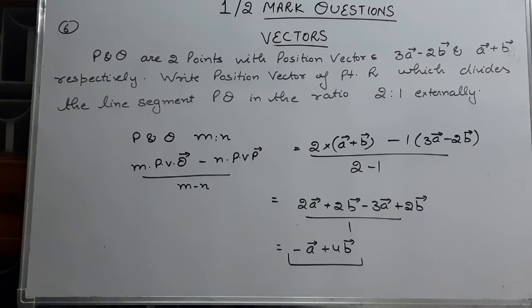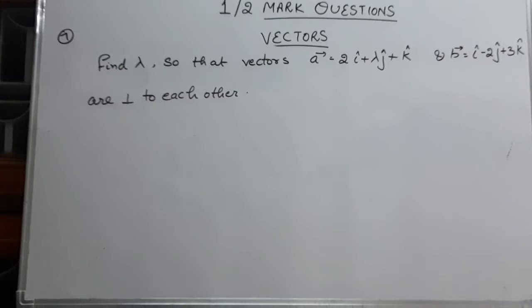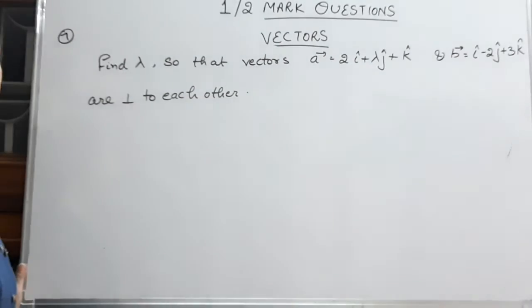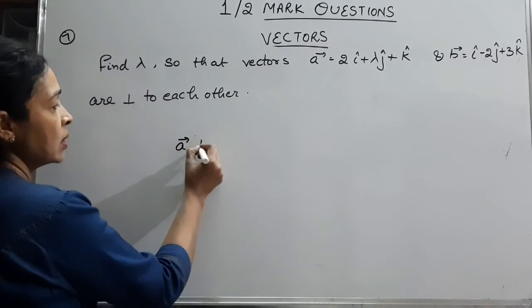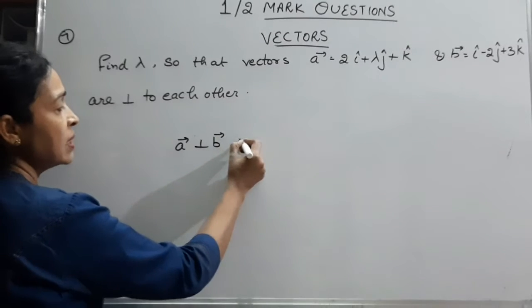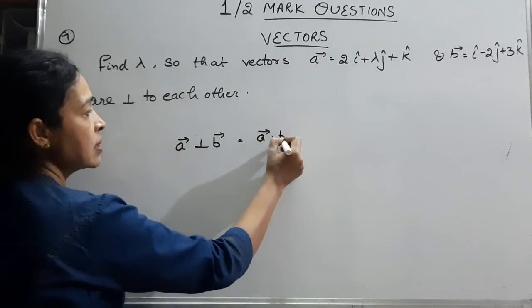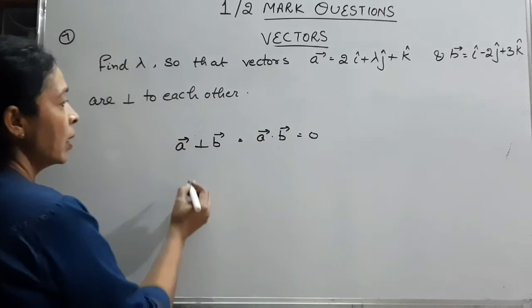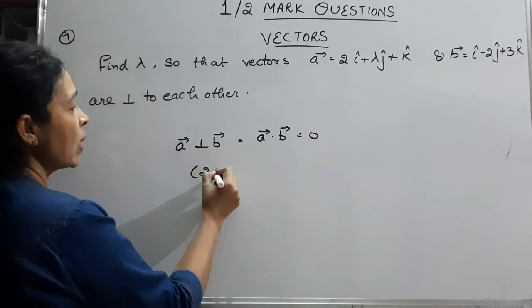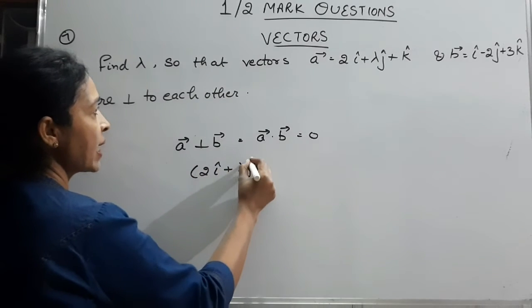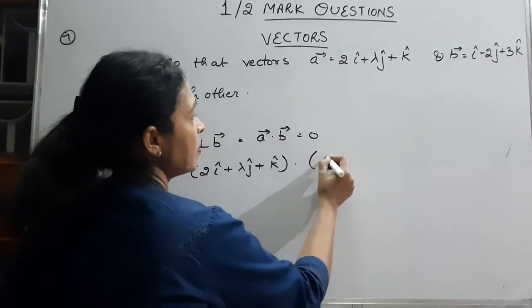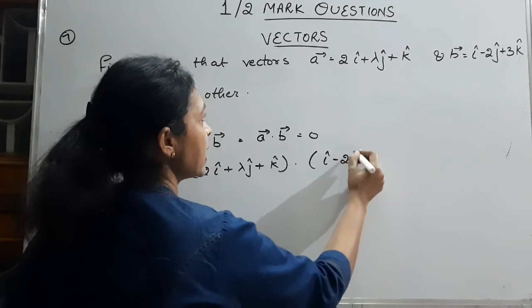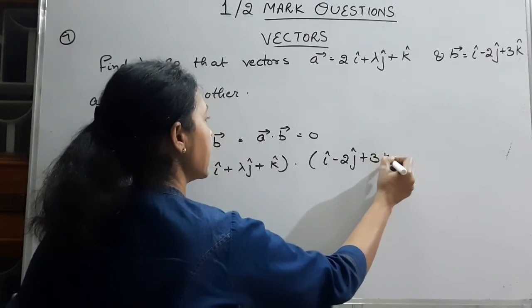Find lambda so that vector A and vector B are perpendicular to each other. If two vectors are perpendicular to each other, what does this mean? This means that their dot product is 0. Now we have vector A, 2i cap plus lambda j cap plus k cap, dot vector B, which is i cap minus 2j cap plus 3k cap.